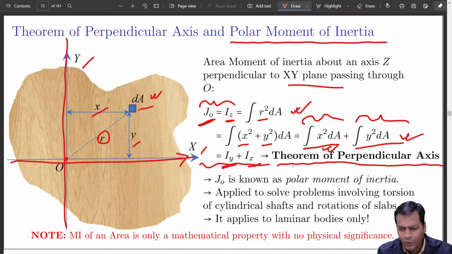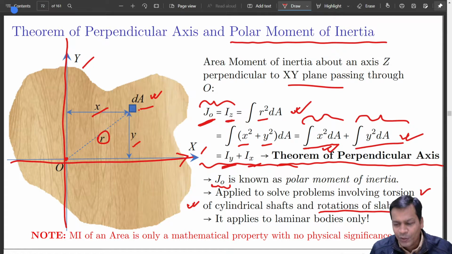So this is nothing new for you all, but the term which is introduced now is J0, which is known as polar moment of inertia. This is applied to solve problems involving torsion of cylindrical shafts. Later on you will use it, and rotation of slabs, or the rotation of this dam also. So rotation of slabs, torsion about a cylindrical shaft about its axis. These are some places where you will be using it later on. It is applied to laminar bodies only.